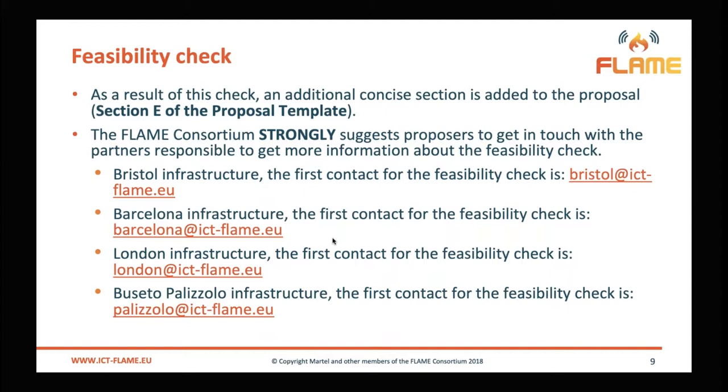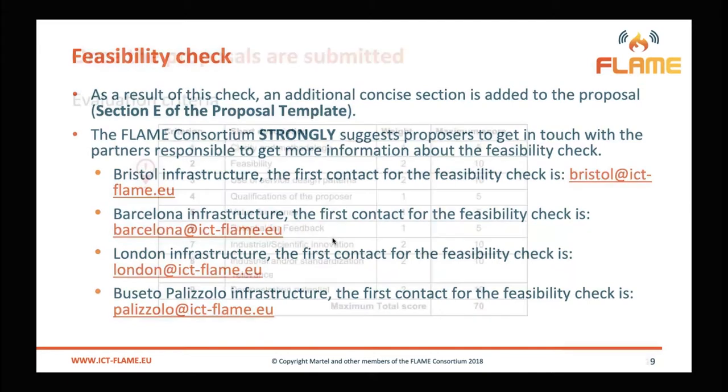And in the final proposal, based on the feedback that you got from the feasibility check, you need to include another section that is part of the template as well. This is section E, and there you have to describe clearly how you meet each one of the comments that you received from the feasibility check. And this is important because this is also used as an evaluation criterion for the final ranking of the proposals.